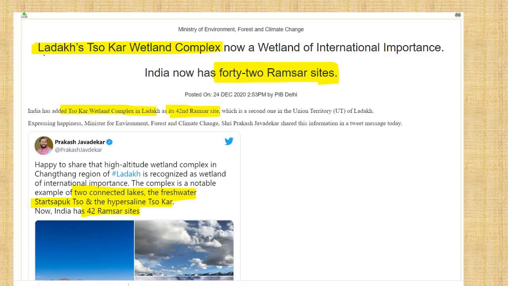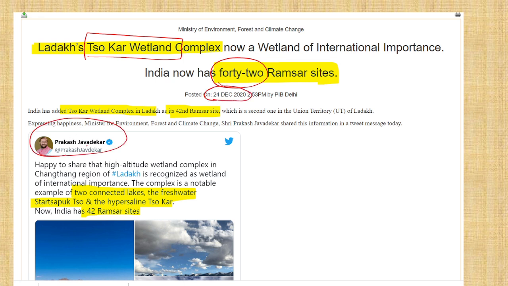And the next is this Sokar wetland complex. See, it's the 42nd. It happened in December 2020, and the environment minister at that time had tweeted about this. So, 42nd. But one of my students sent me a message when I was talking to him, saying there are other Ramsar sites that have been added after this, but I'm not sure. Please, you can check it.